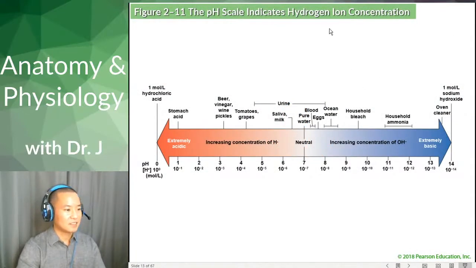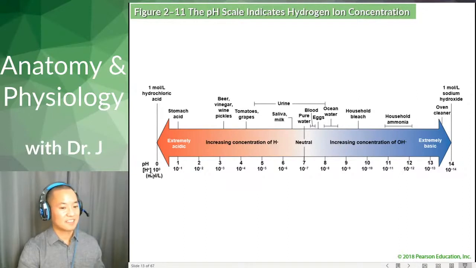Now, the pH scale indicates hydrogen ion concentration. So basically, how many hydrogen ions are located in this solution, how dense it is, how packed full of protons and hydrogen ions a solution is. As you can see here, there are ranges, and I can actually go further past this.